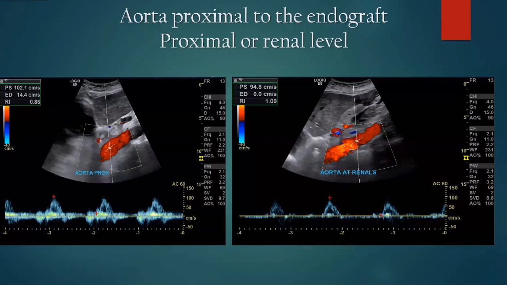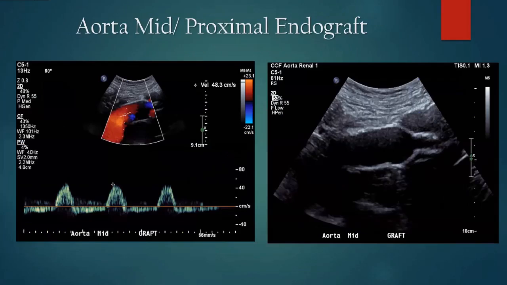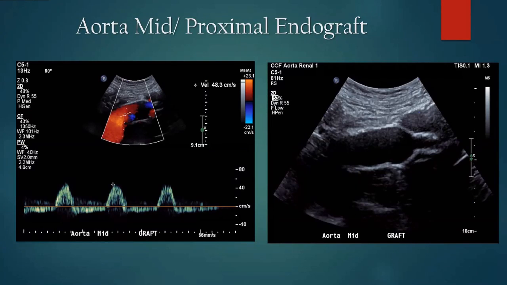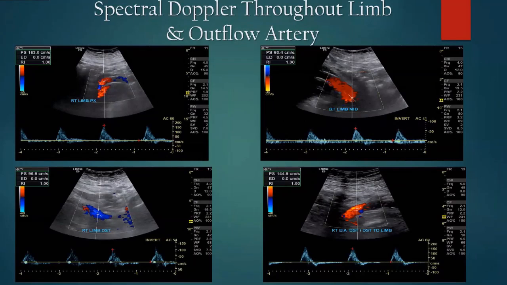And here we're just going to go through these images of exactly what we did in grayscale, again, obtaining our spectral Doppler. It's proximal to the endograft, either proximal or at renal level. Mid-aorta, which is the proximal attachment site of the endograft. We're going to evaluate the limbs. So this patient had a limb extension. Normally we just obtain one spectral Doppler in the limb, but this limb extended throughout the entire common iliac. So we walked our Doppler all the way through that.